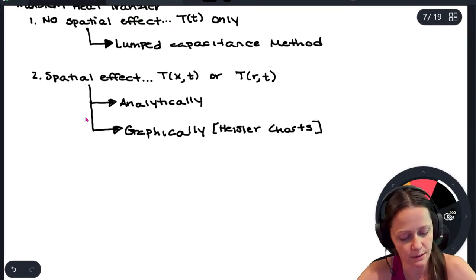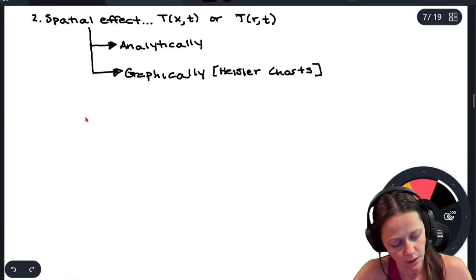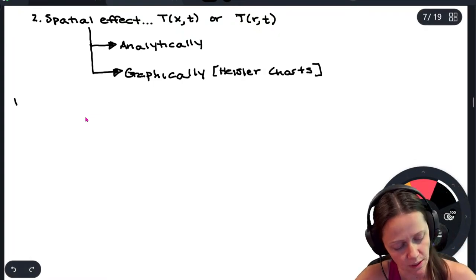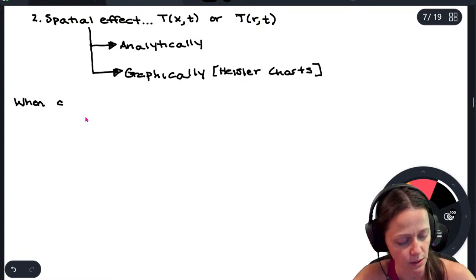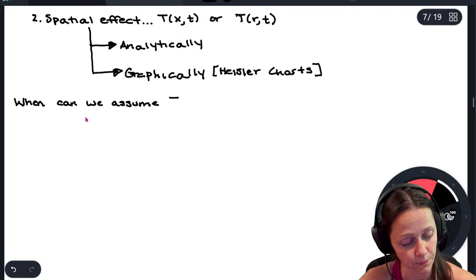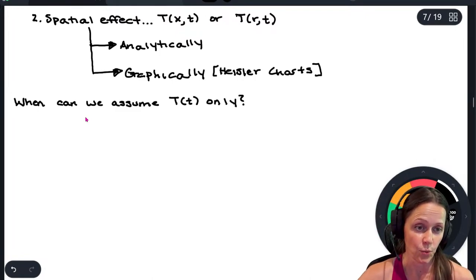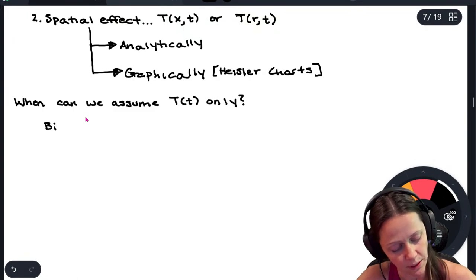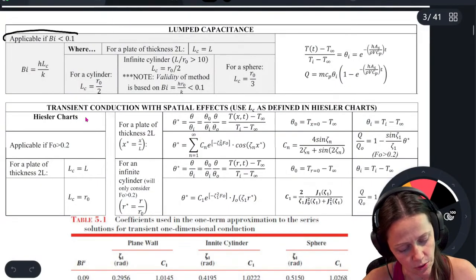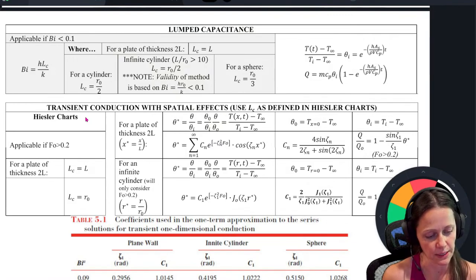But for now, we're focusing just on the lumped capacitance method. Before we talk about the equations involved, let's talk about when we can actually use it. We assume the temperature is only a function of time, and the cutoff we're going to use is that the Biot number is less than 0.1. This is on your equation sheet as well. All the equations in a darker gray are applicable if the Biot number is less than 0.1.